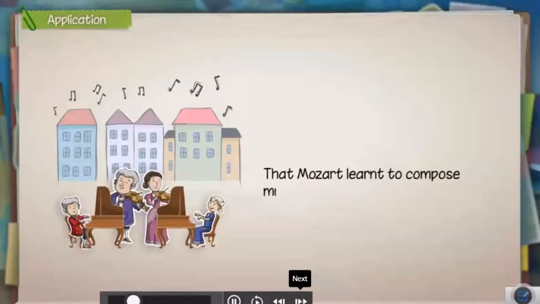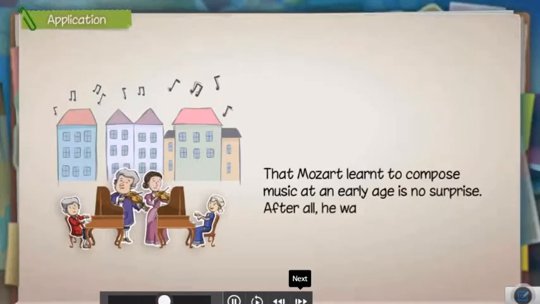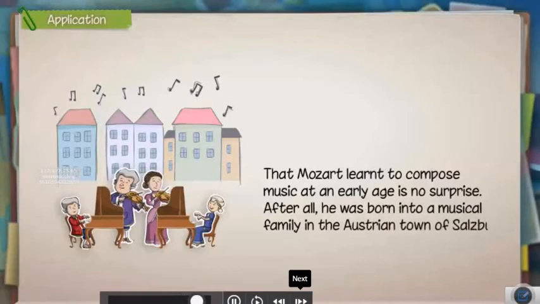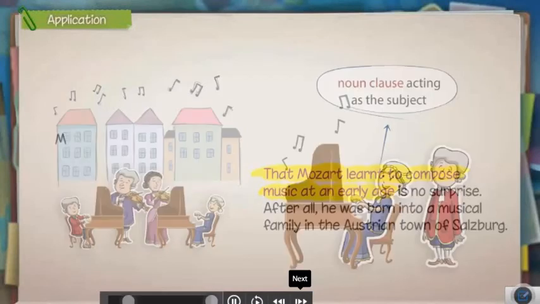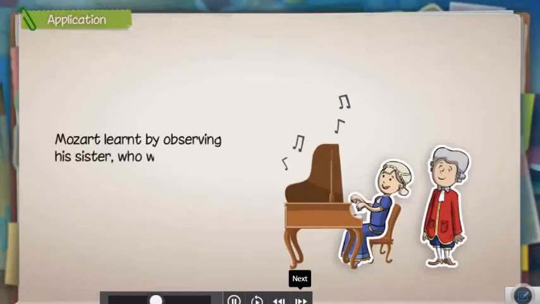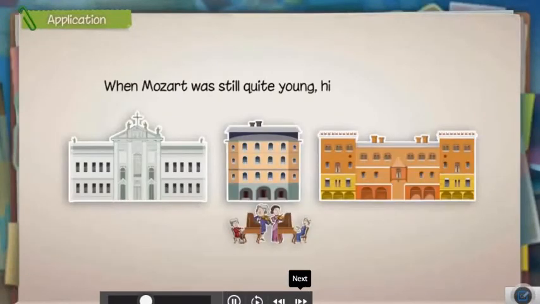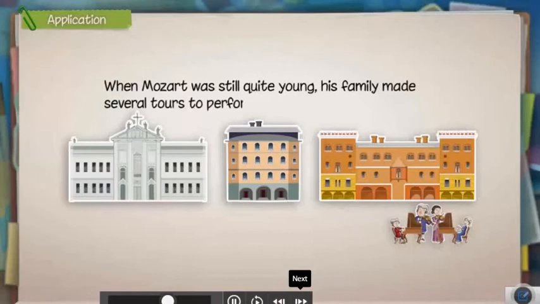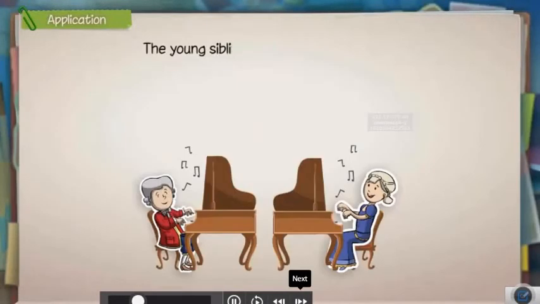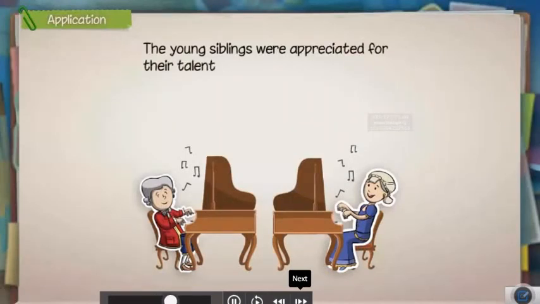That Mozart learned to compose music at an early age is no surprise. After all, he was born into a musical family in the Austrian town of Salzburg. Mozart learned by observing his sister, who was a prodigy herself, playing the piano. When Mozart was still quite young, his family made several tours to perform at various European courts. The young siblings were appreciated for their talent wherever they performed.